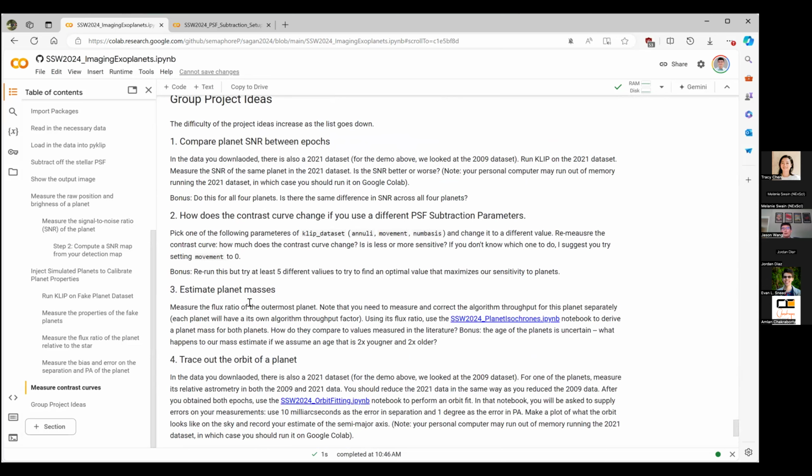The third and fourth projects get a little bit harder in that they have to then use other notebooks. So let's open these. The third project is to estimate the mass of a planet. It's asking you to measure the flux ratio of the outermost planet. Note that you'll need to measure and correct algorithm throughput for this planet separately. Using the flux ratio, use the isochrones notebook to derive a planet mass for both planets. So that's planet C and planet B. How do they compare to the values in the literature?